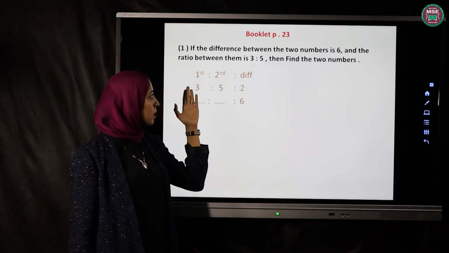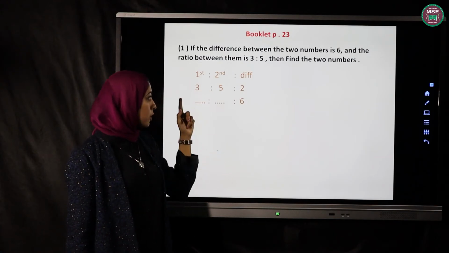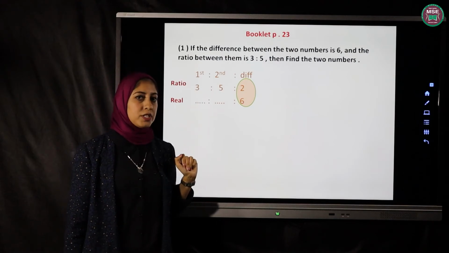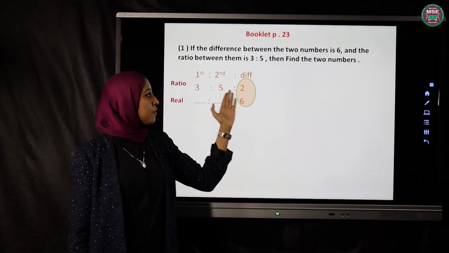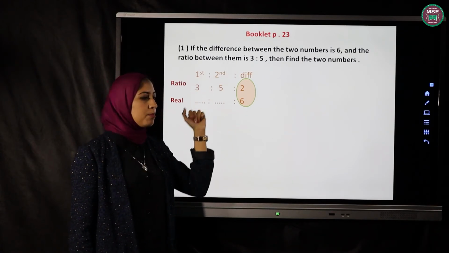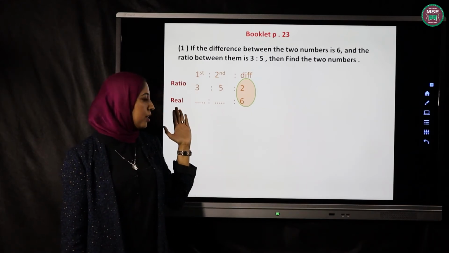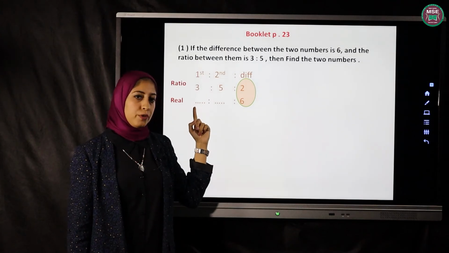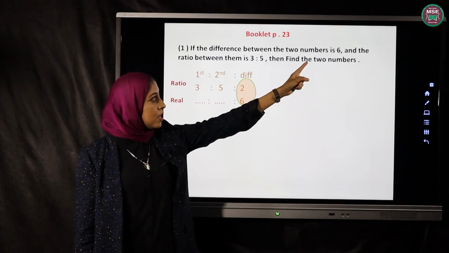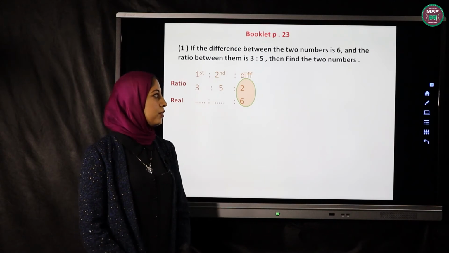2 lines. I have the first number, the second number, and the difference. The first line, I write the ratio. The ratio between them is 3 to 5, between the first and the second number. And the difference between 3 and 5 is 2. How can I make the difference? I will make 5 minus 3, big minus small. The difference is 2. Then the second line, the line for the real numbers. I don't know the first, so I will write dash. I don't know the second, so I will write dash. Okay, the real difference between the two numbers is 6, so I will write 6 under the difference.